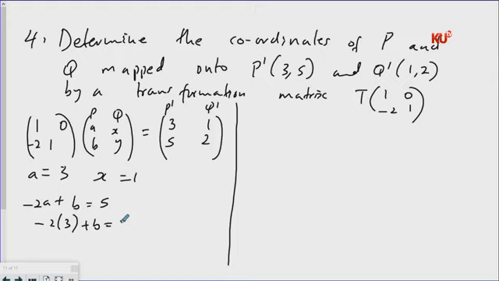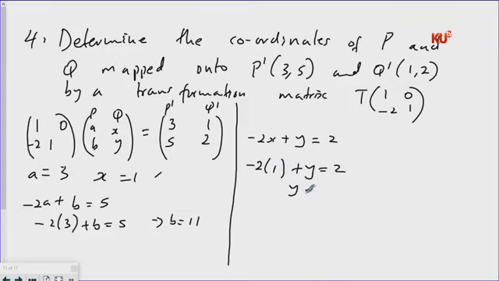Then take again negative 2 by x, negative 2x, plus 1 by 1, that is y, is equal to 2. Remember, our x is 1. So replace here with 1, minus 2 into 1, plus y is equal to 2. Therefore, our y is equal to what?